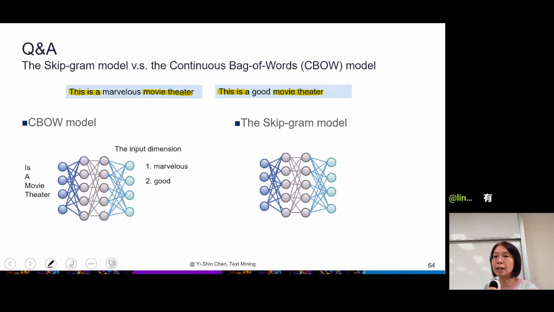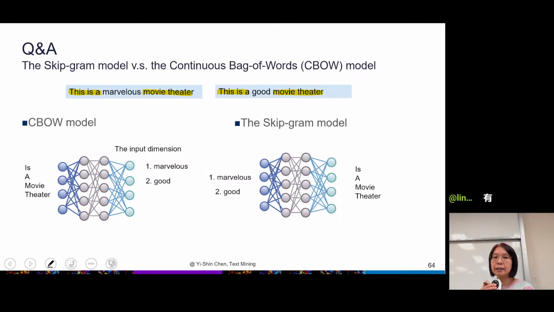That is why people introduced skip-gram. What we try to talk about now is skip-gram. At the very beginning, the input is marvelous, and the output is is a movie theater. So you learn from marvelous and try to understand is a movie theater. Then the next input is good, and you also try to learn is a movie theater. Even though the surrounding words are the same, currently you have a different input. Because you have different inputs, you can increase the chances of the rare words repeating more. So in the end, it may have better performance for the rare words. That is the only difference between the continuous bag-of-words model and the skip-gram model. The rest of them are the same, just about how they place the input and output.